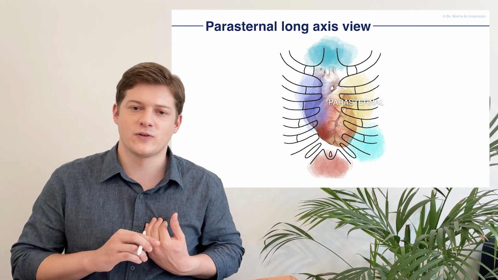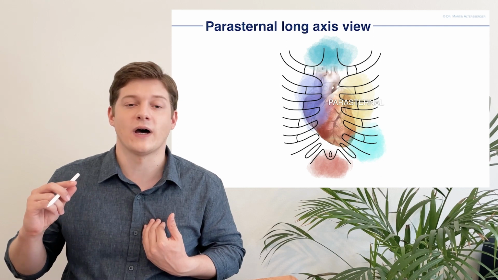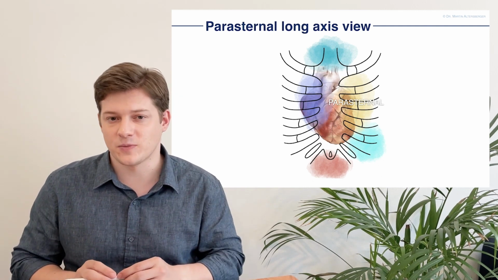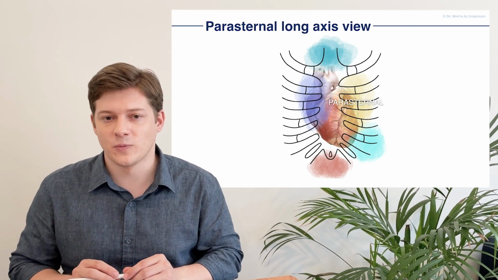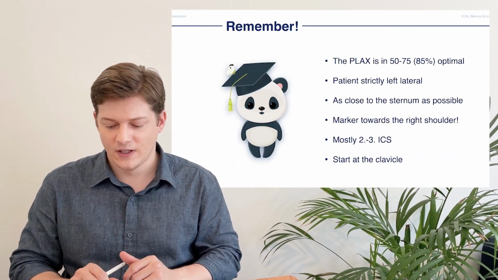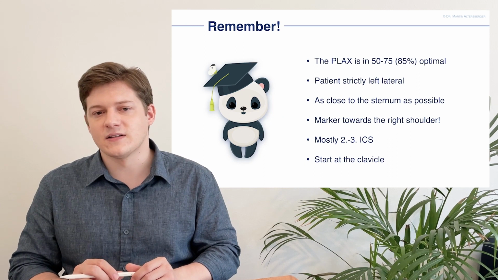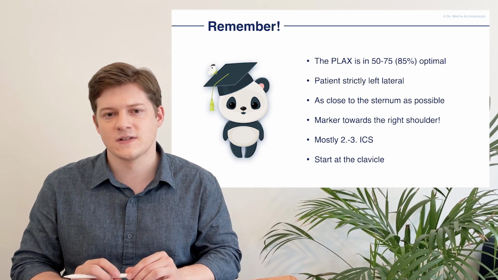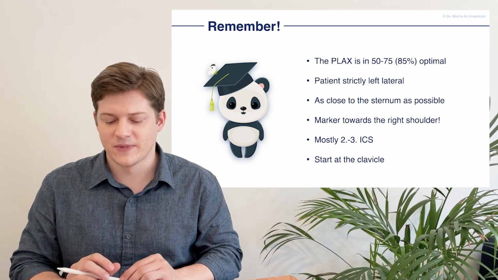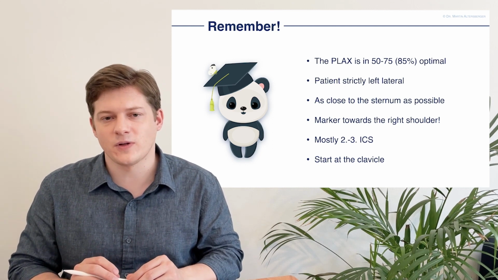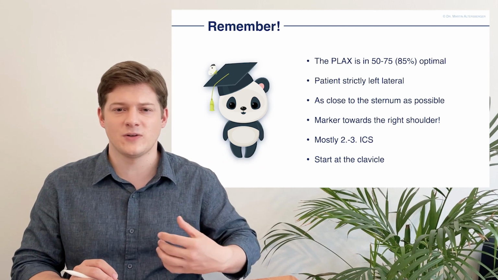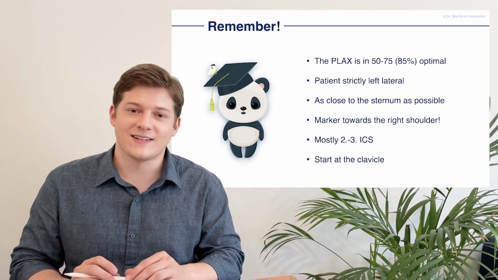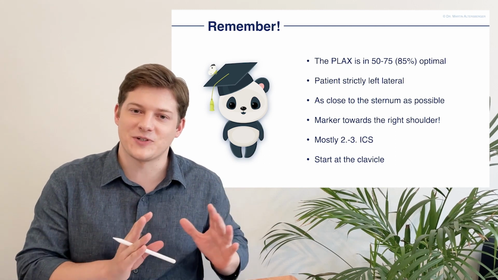The mark of the transducer always is located to the right shoulder of the patient. The patient has to be in the left lateral position, then imaging will be easier. So the key points are that in the parasternal long axis view, in most of the patients, you will get quite a nice image. Sometimes it simply doesn't work that well, for example, in patients with COPD or morbidly obese patients. The patients, as I said, have to be in a strictly lateral position.